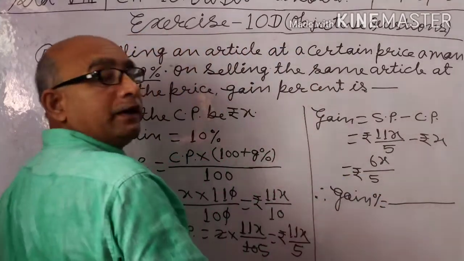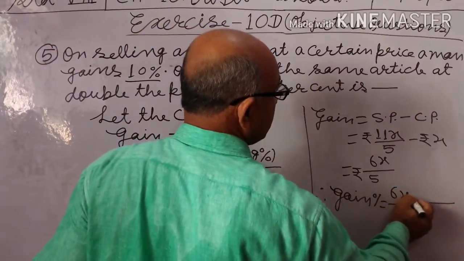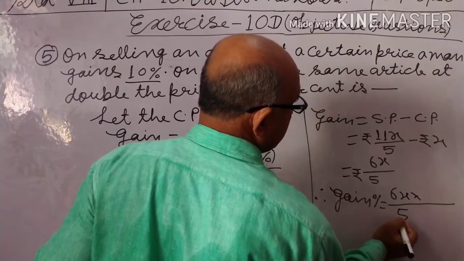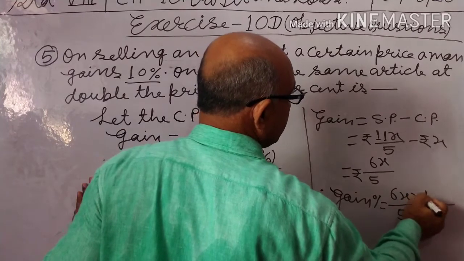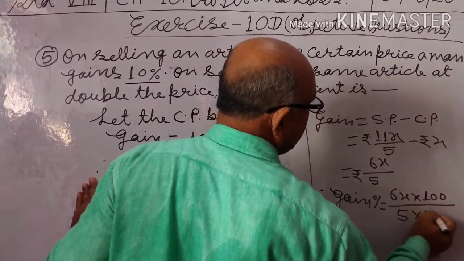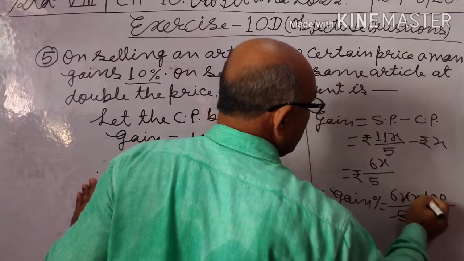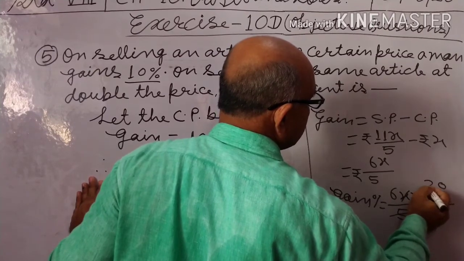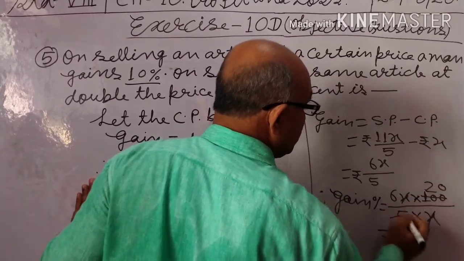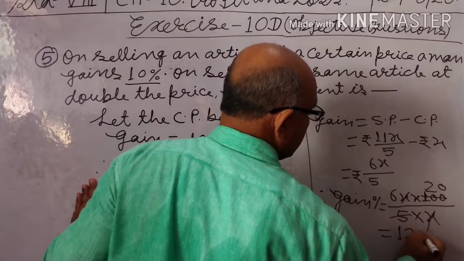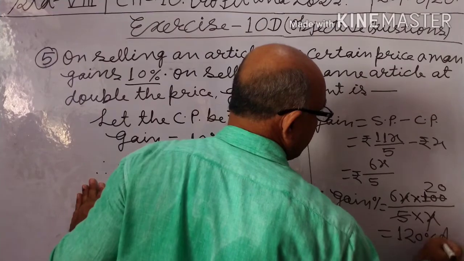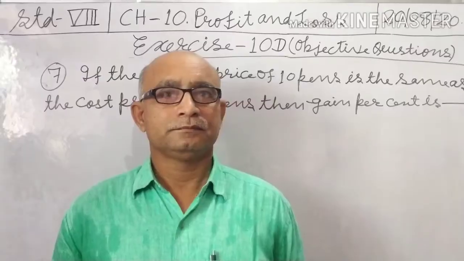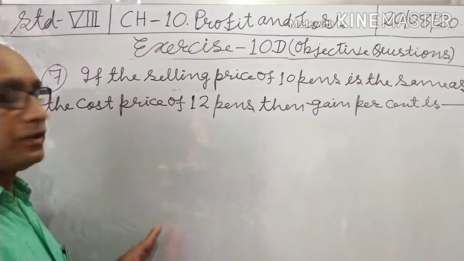Now gain percent, gain into 100 by CP. So gain 6x by 5 into 100 by CP, which is x. x and x cancel. 5 twenties are 100, equal to 6 into 20 by 100, which is 120%. Answer. Understand and write it. Students, next question is question number 7.